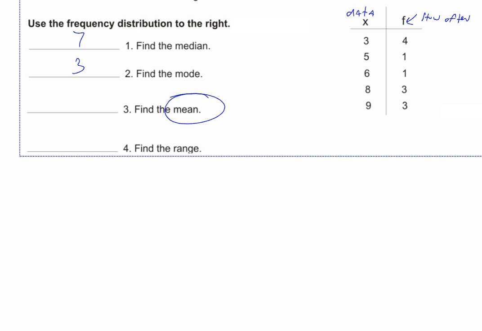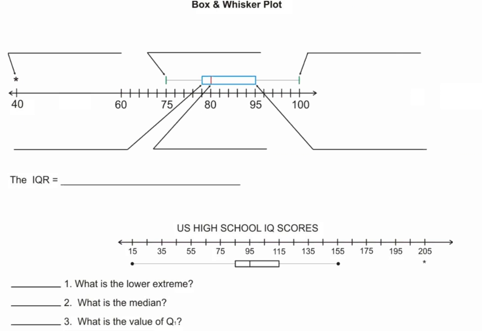This is all review. What's the range? That one's easy. 9 minus 3 is a 6, right? All right, and then I want to get to box and whisker plots.